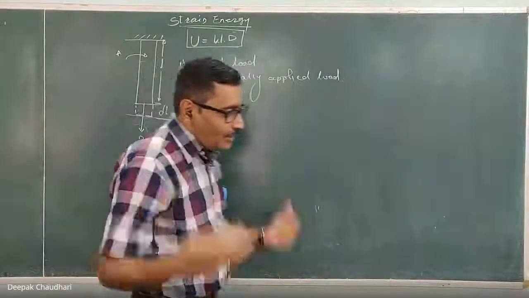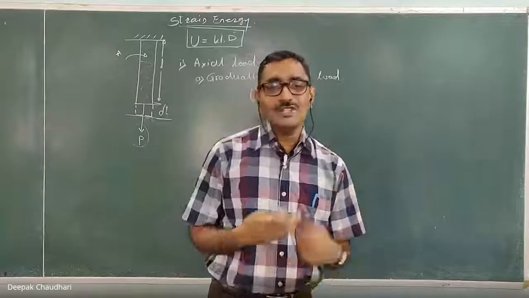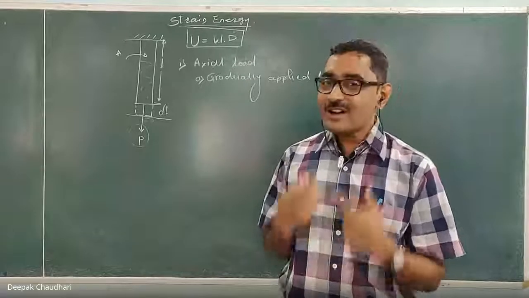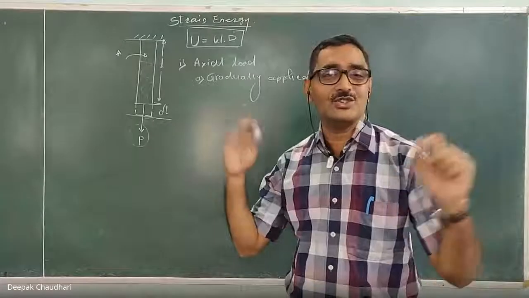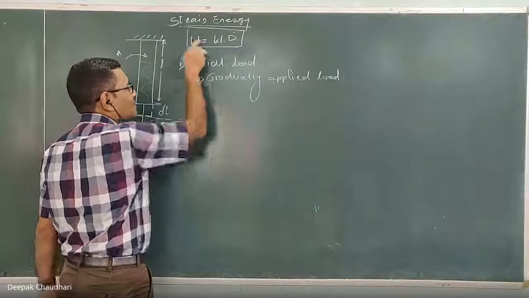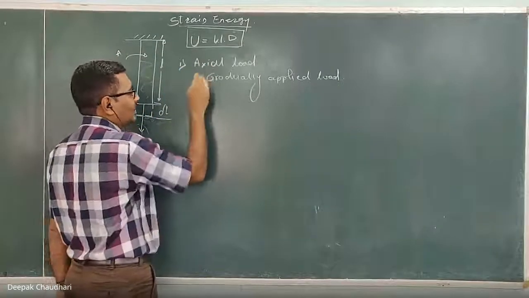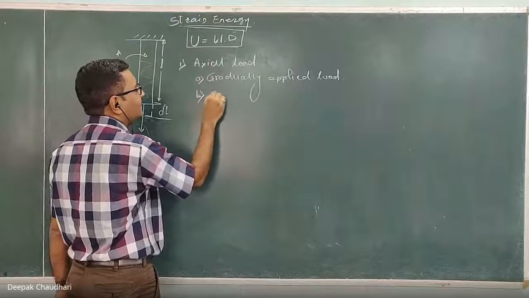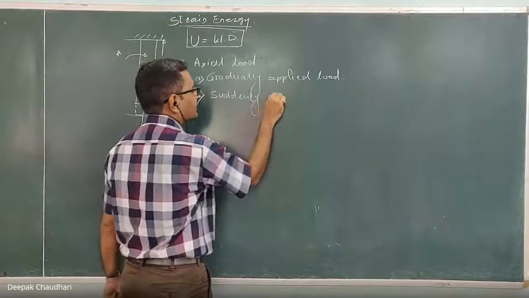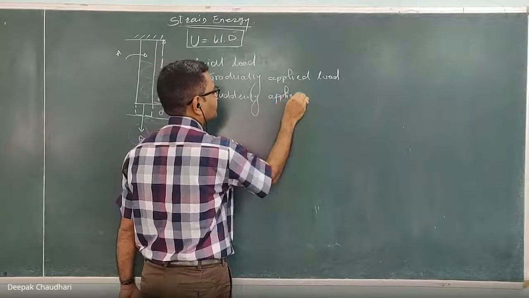For all our calculations till now, unless and until it is mentioned, we assume that the applied load is a gradually applied load. Okay. The second type of load which we are going to consider for axial load is a suddenly applied load.